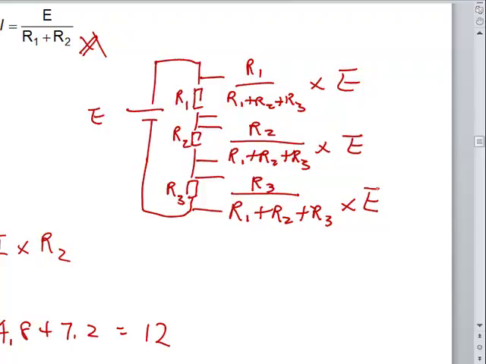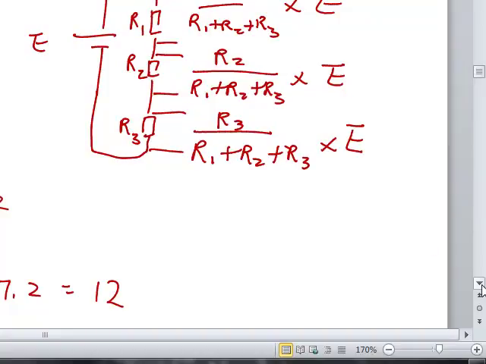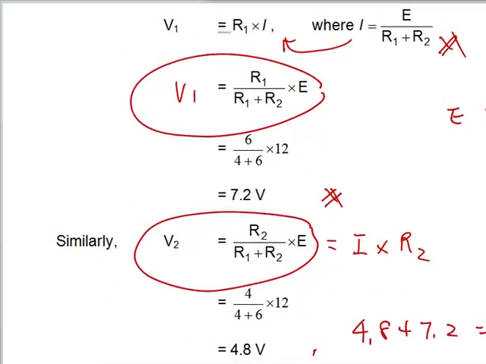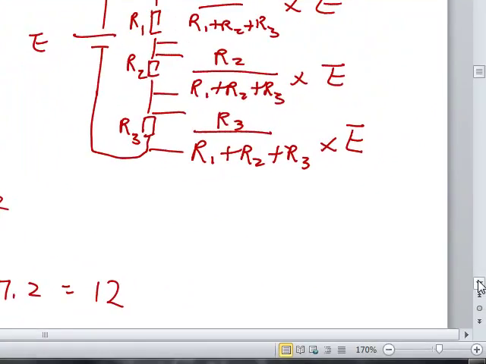So the potential divider principle allows you to quickly write down the PD across each resistor by taking the resistance over the total resistance multiplied by the total PD across the entire chain of resistance in series. Obviously the one with the larger resistance will get a bigger share of the potential. The one with the smallest resistor will get a smaller share of the total PD. As you can see from here, this is 6 out of 10, this is 4 out of 10. So obviously the 6 out of 10 will get a bigger share of the voltage compared to the 4 out of 10. This is the idea behind the potential divider equation.